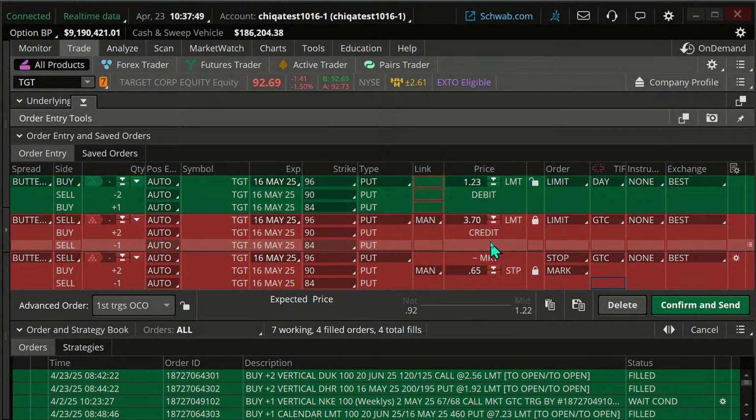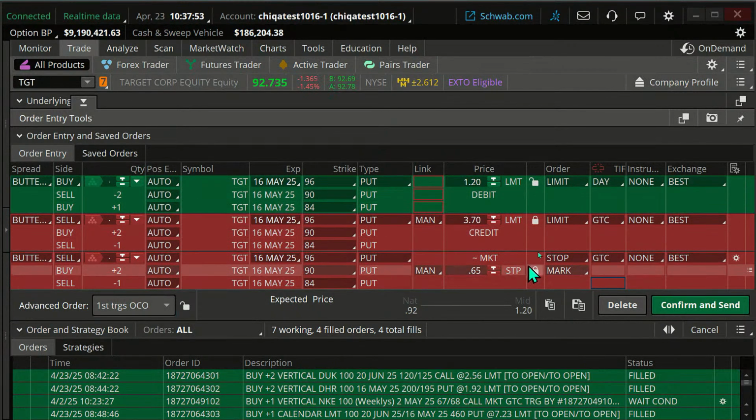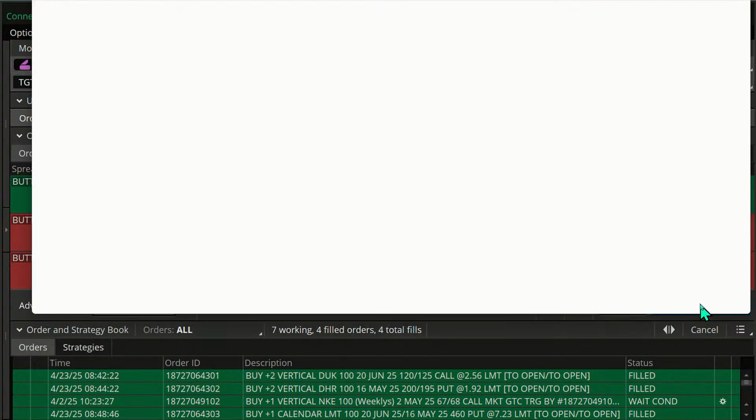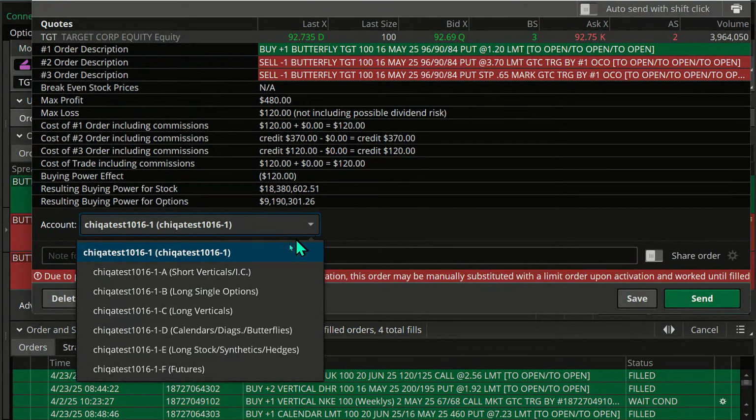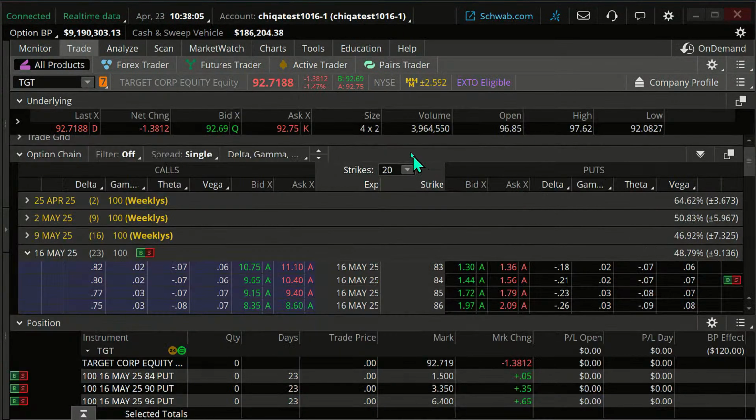Okay. So there's my trade. There's my stop. If it goes south on us, here's my limit. If it goes well on this, I'm going to confirm and send. I'm going to put this in my butterflies category. We're going to send that trade there. And that has not filled. We'll wait and see if that fills on that.